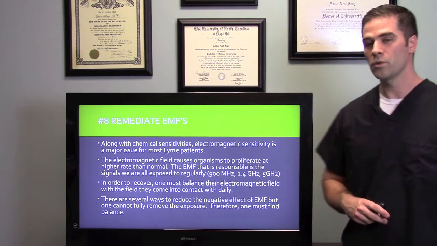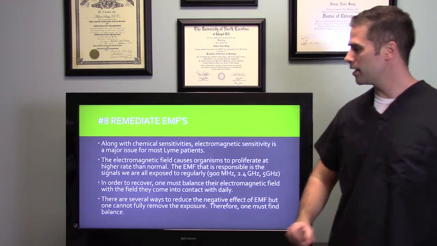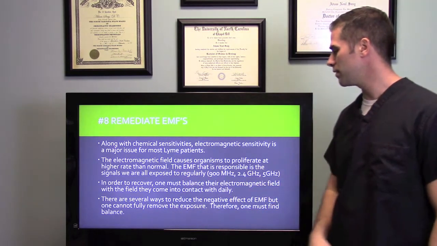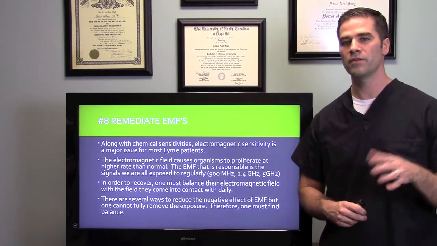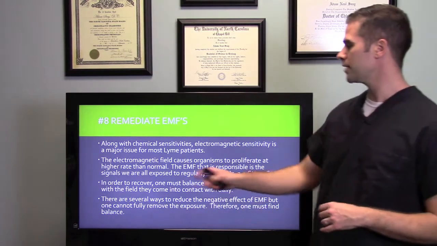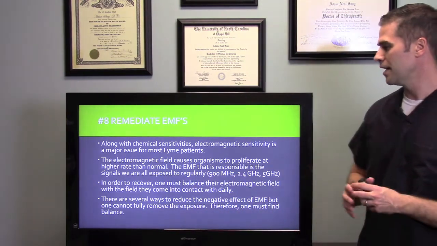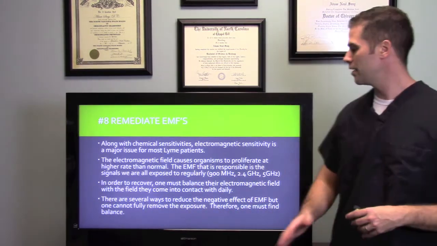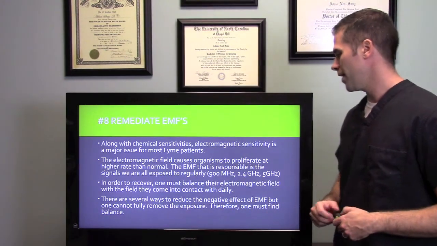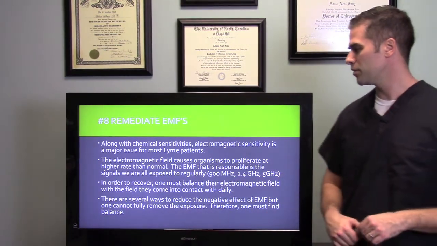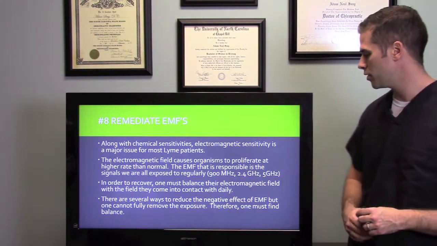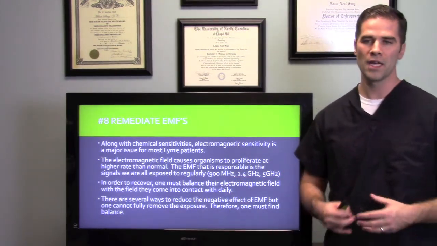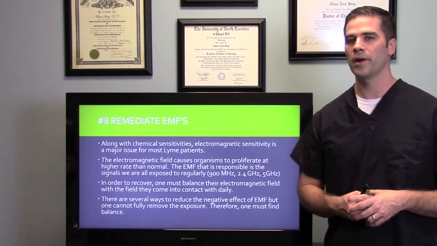The eighth thing is we want to remediate EMF, or the electromagnetic field. So along with chemical sensitivities, electromagnetic sensitivity is a major issue for Lyme patients and for mold patients. The electromagnetic field causes organisms to proliferate at a rate higher than normal. And the EMF that is responsible for this are the signals we're exposed to on a regular basis. It's going to be your 900 megahertz, 2.4 gigahertz, 5 gigahertz. Those things are just wreaking havoc on our bodies.